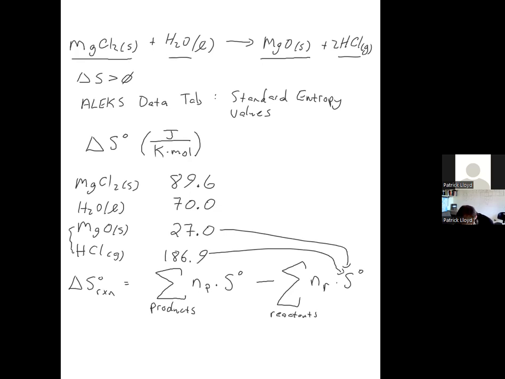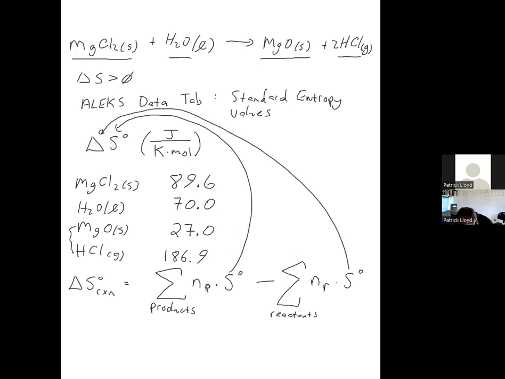Oops, sorry, I got it reversed. My apologies. Sometimes I can't think backwards. It's products minus reactants. So the S that we're referring to is referring to the values in the table. So each of those refer to the values in the table. N sub R and N sub P are the coefficients in the balanced equation. So you're using those ones right there. So let's go through and calculate it. Okay. So remember, it's products minus reactants.